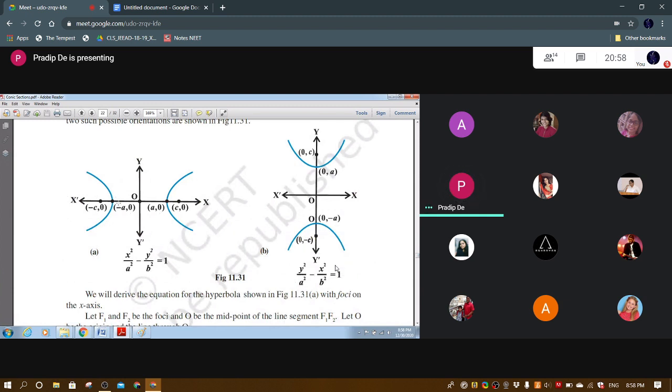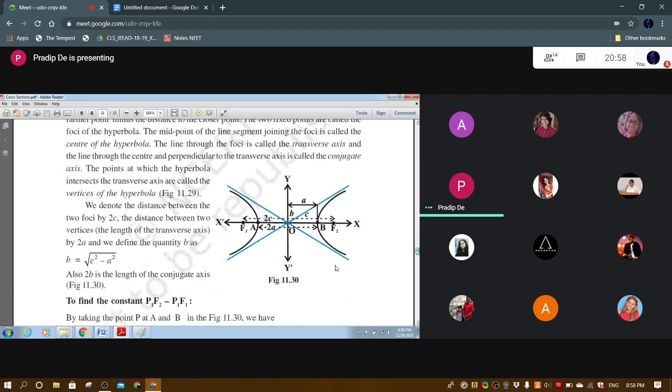The line joining the two vertices A and B is called the transverse axis. And there are 2 points on the line, the y-axis, which is perpendicular to the line joining AB, passing through the center. There are 2 points which are.